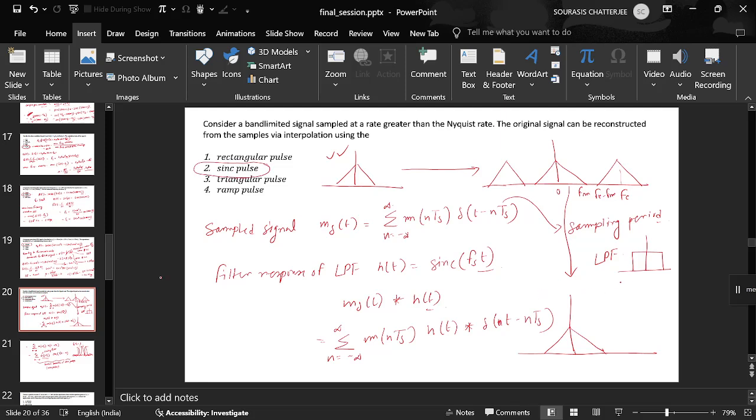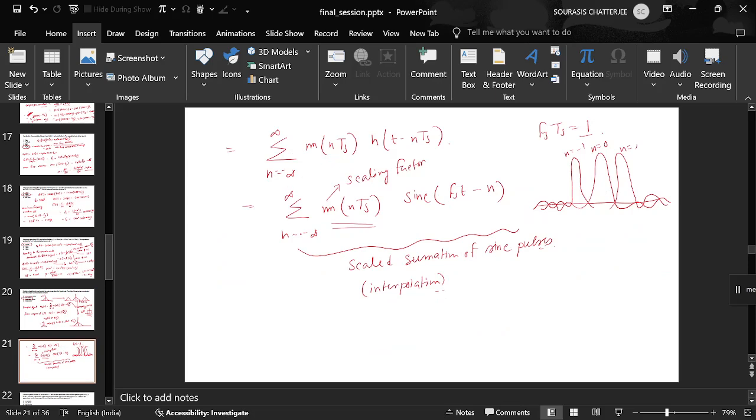This is determined by the low pass filter here. The low pass filter has a rectangular pulse in the frequency spectrum, so the time domain response is going to be a sinc pulse, and you use this sinc pulse to interpolate and reconstruct the original signal. This is how it happens. So this is your reconstructed signal, m(t) reconstructed.